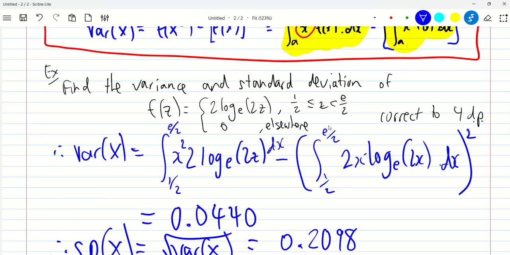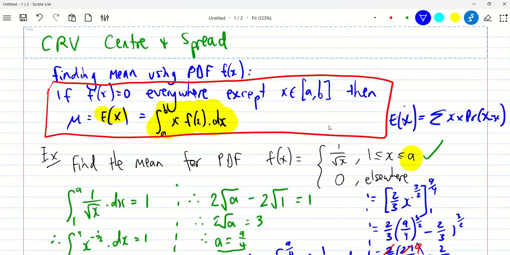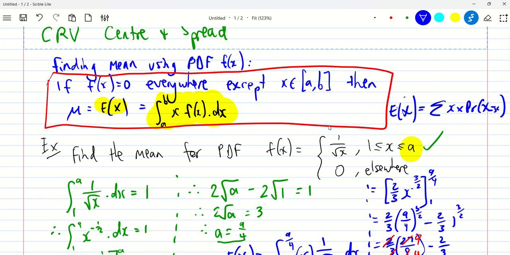So I hope that makes sense. So that's how we apply those two formulas to find the mean and variance. So in other words, the center and the spread.